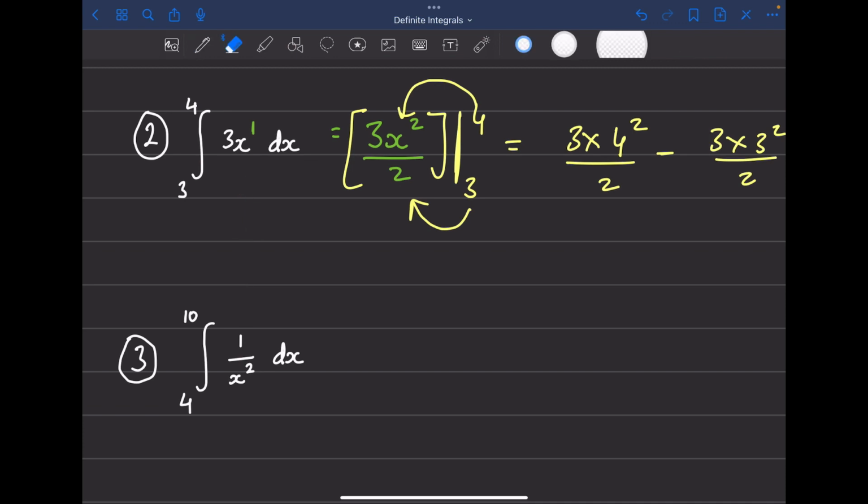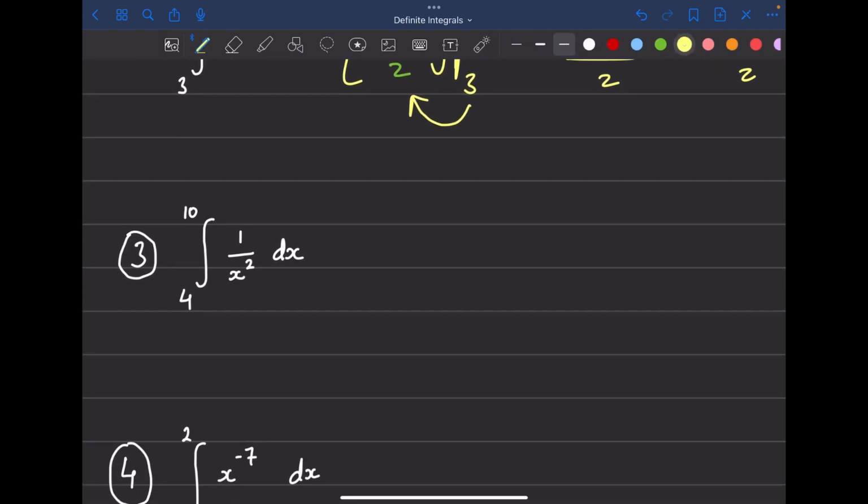For integrals in general, if it's on the bottom, you kind of get stuck. So we can change this to look like the definite integral of 4 to 10 of x to the power of negative 2 with respect to x. All I changed was 1 over x squared to be x to the power of negative 2. Now we can actually do what we do every single time.